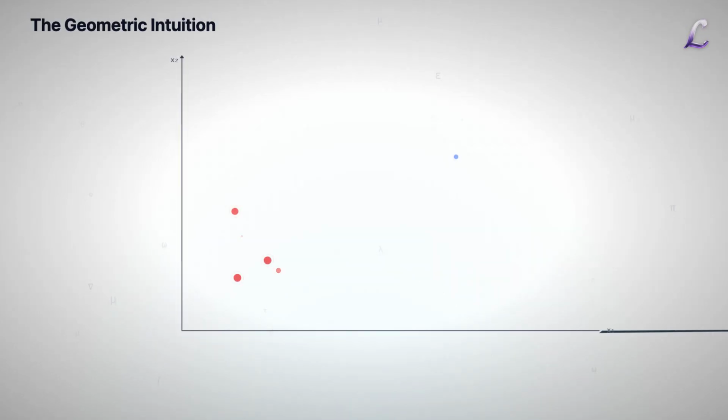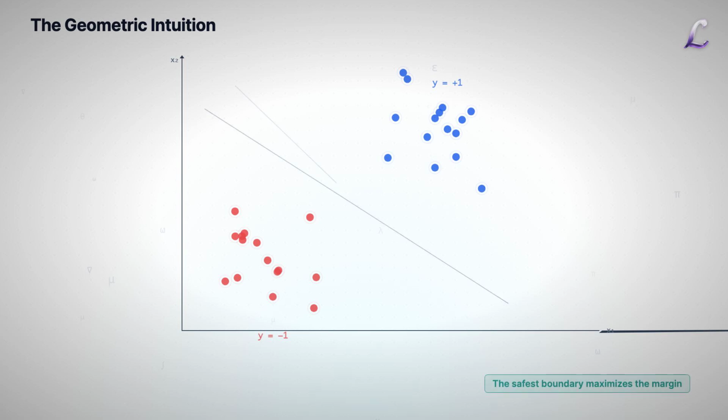Let's start in the visible world. You have input vectors, x and labels, y, either -1 or +1. You need a straight line to separate them, but look closer. There are infinite lines that could work. Which one is best? Vapnik's statistical learning theory gives us a geometric answer.